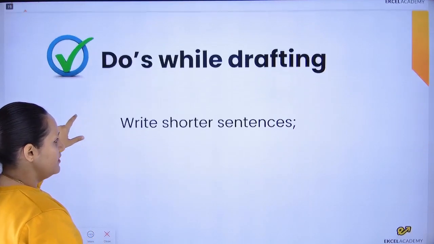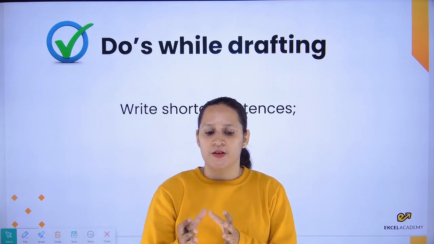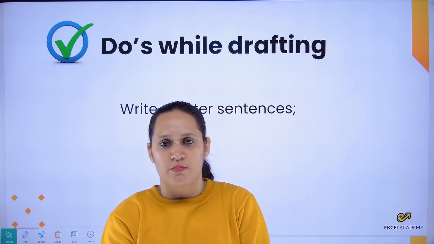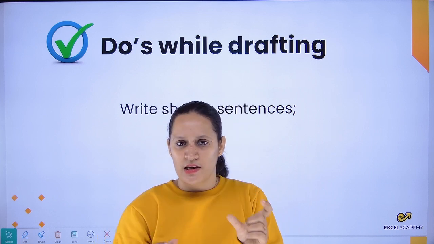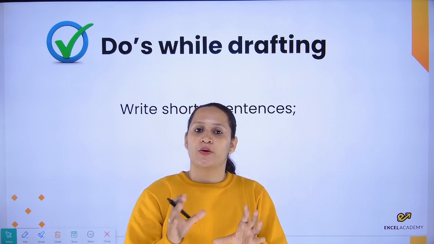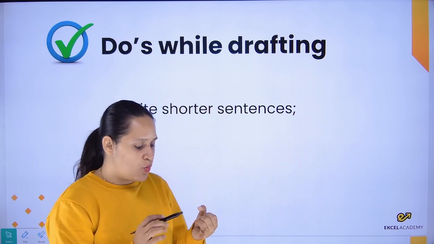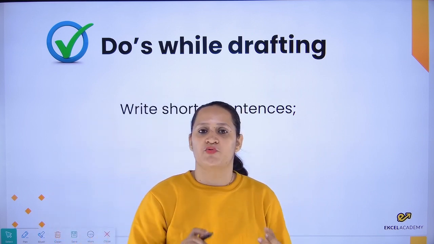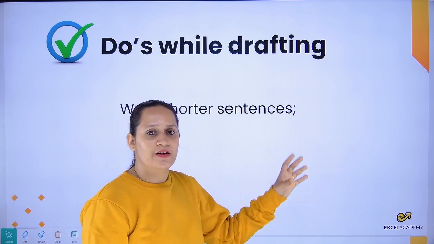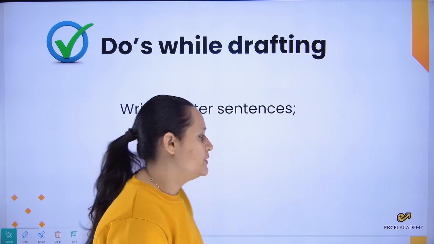Next. Write shorter sentences, because our ultimate objective is that we only want to communicate certain things through the document. That can be done by using single words, by using verbs over a group of words, and by using shorter sentences. So that is what they are saying here: avoid repetition, avoid long paragraphs. For that, what you should do is write shorter sentences. If you write shorter sentences, automatically the other objectives of drafting will be achieved.